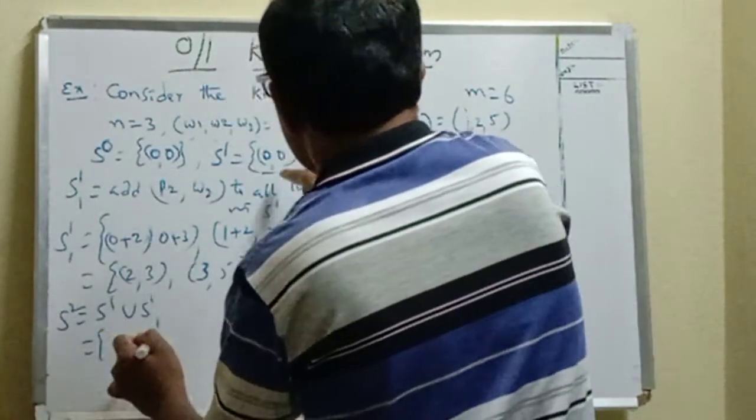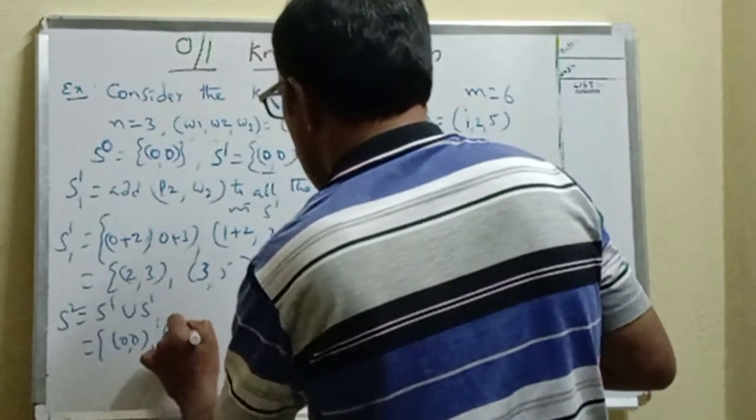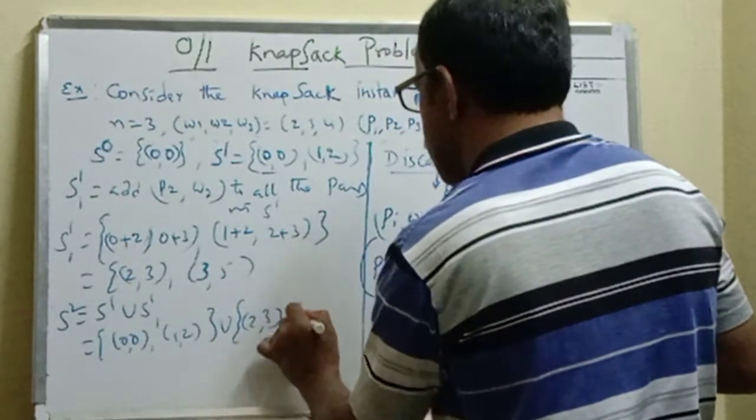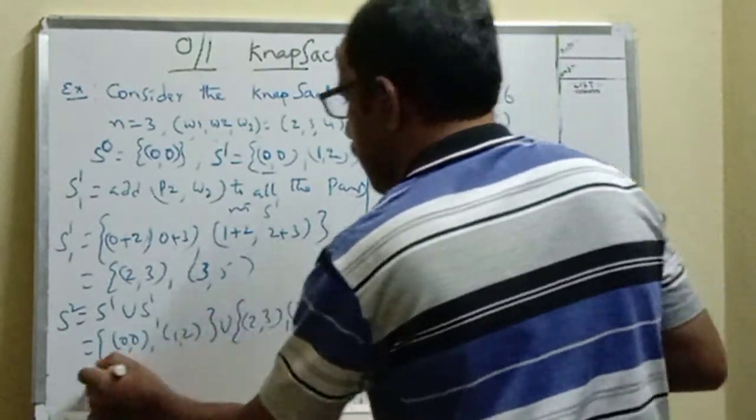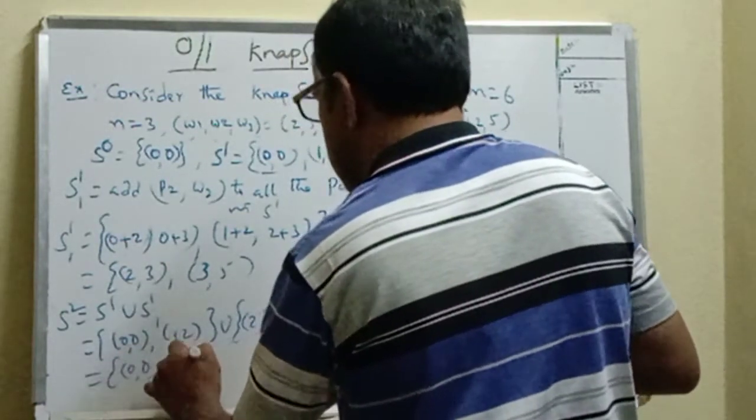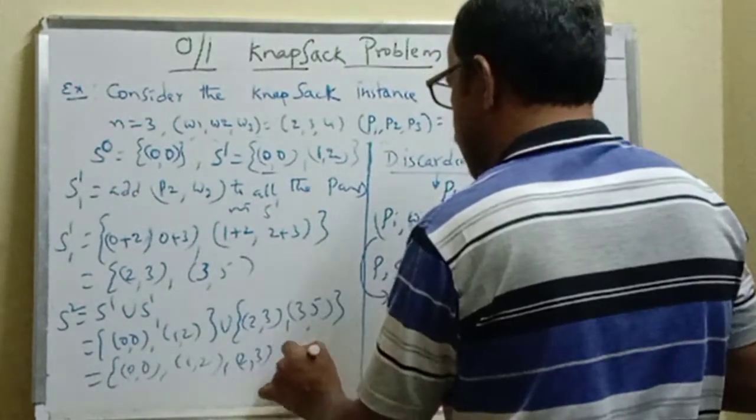What is S1? S1 is 0 0 comma 1 2, union 2 3 comma 3 5. Then if you combine these two sets, we get, just simply write all the pairs in order: 0 0, 1 2, 2 3, 3 5.